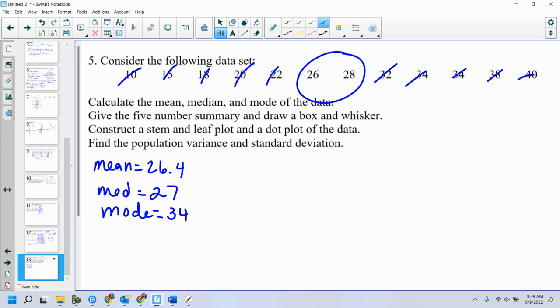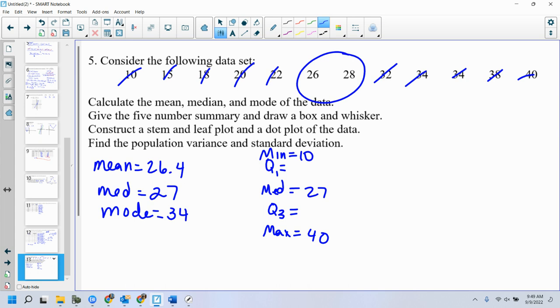All right, 5-number summary. The 5-number summary would look like this. I got to start with min, Q1, median, Q3. Remember, you jump Q2 because that's the median. And then the max. So the min is 10. The max is 40. The median we already found was 27. We just got to find Q1 and Q3.